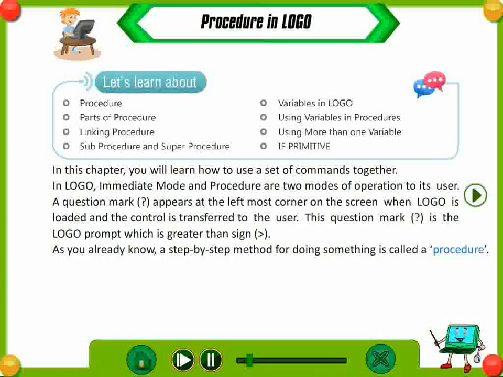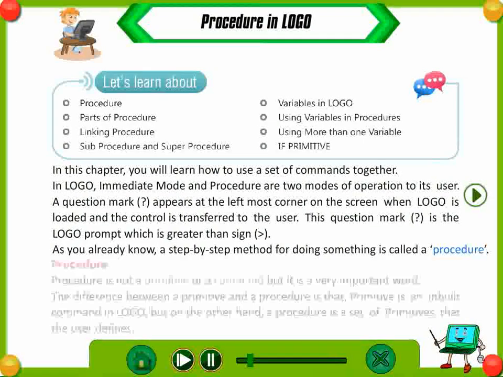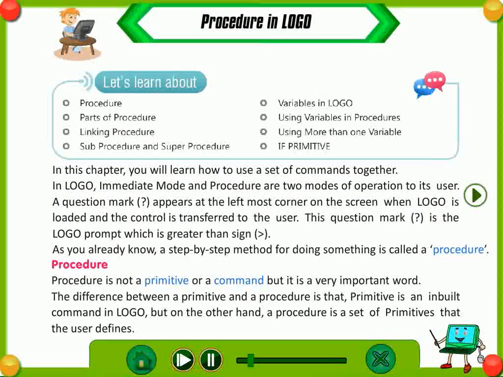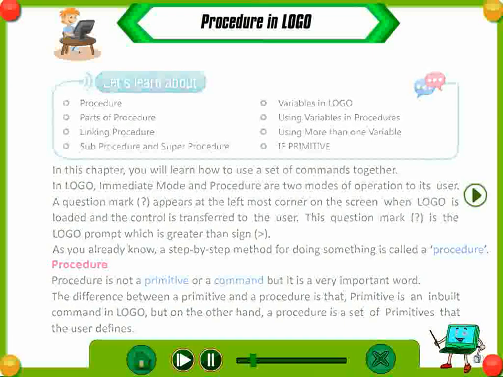As you already know, a step-by-step method for doing something is called a procedure. Procedure is not a primitive or a command, but it is a very important word. The difference between a primitive and a procedure is that a primitive is an inbuilt command in Logo, whereas a procedure is a set of primitives that the user defines.